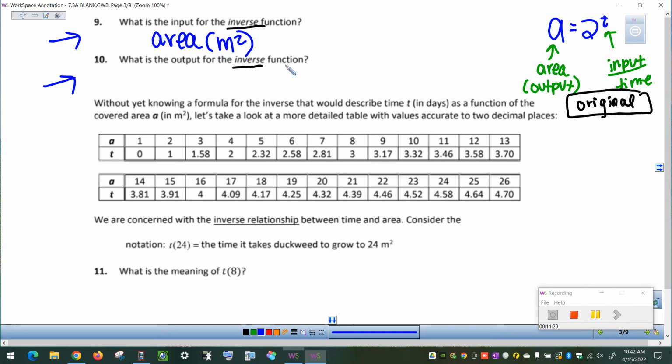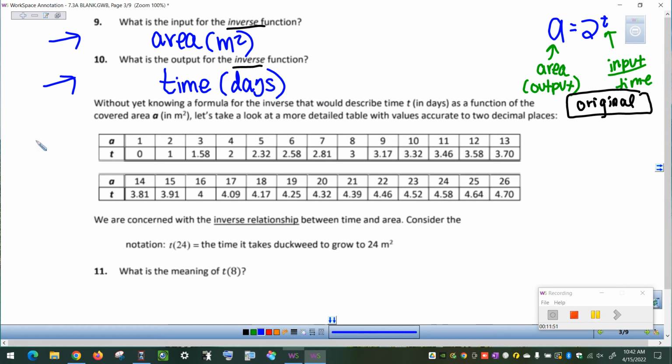Okay, great. So area used to be the output. When we take an inverse, we know that the input and the outputs are just going to switch. So the inverse function is going to be one where we can now input the area, like how much of the pond is covered, and then it should output the time in days.